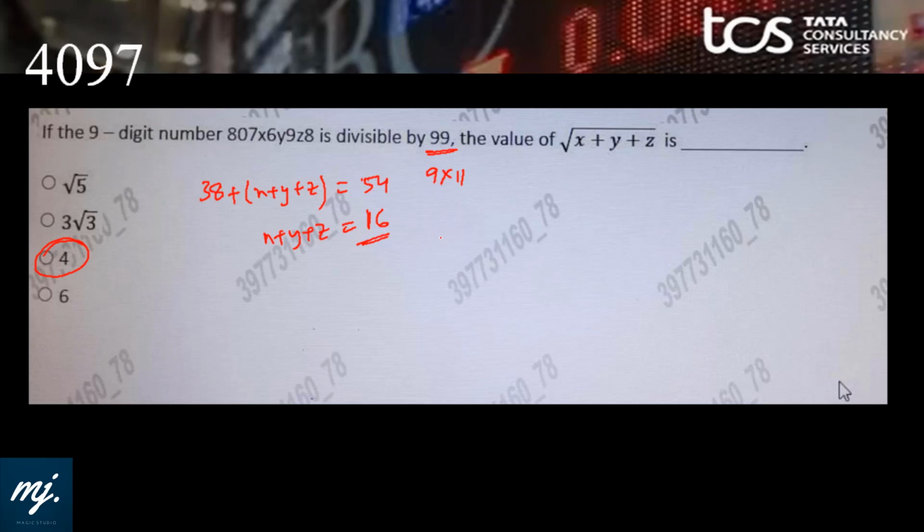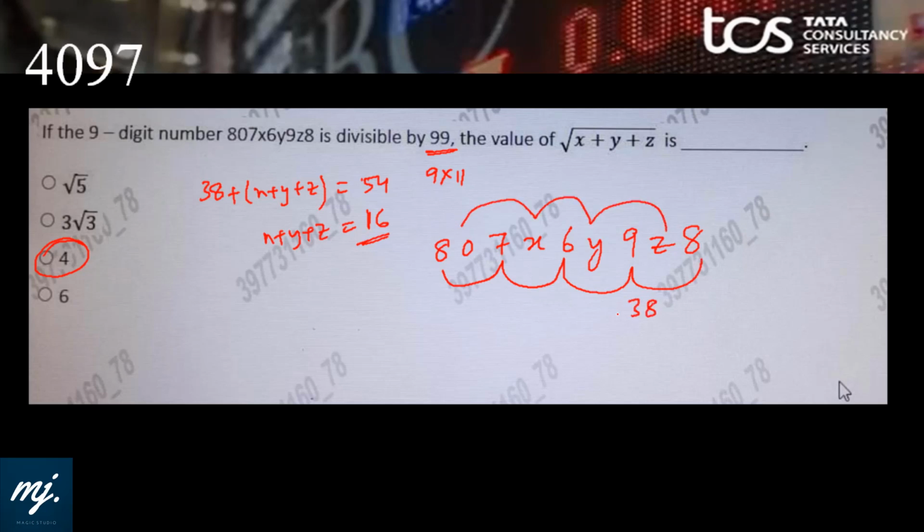But let us also check for 11 whether it is fitting or not. 8, 0, 7, x, 6, y, 9, z, 8. So 8 plus 7 plus 6 plus 9 plus 8 is 38, and this is x plus y plus z. So if we have taken x plus y plus z as 16, so 38 minus 16 is 22, and yes, then it is divisible by 11 also. That means the entire number is divisible by 99 if x plus y plus z is 16. Therefore root 16 equals 4, and yes, our answer is 4.